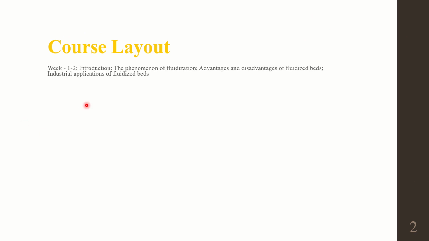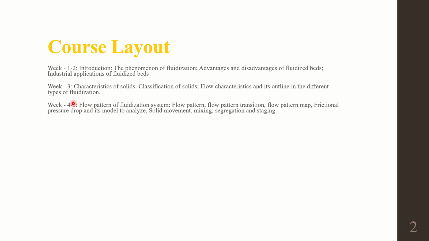So, just a quick recap of the things we saw in the course. In week 1 to 2, we saw the introduction to the phenomenon of fluidization with emphasis on advantages and disadvantages of fluidized beds and industrial applications of fluidized beds. In week 3, we saw the characteristics of solids, classification of solids, flow characteristics, and its outline in different types of fluidization. Week 4 to 5 was about flow pattern of fluidization system, flow pattern transition, flow pattern map, frictional pressure drop, and its model to analyze solid movement, mixing, segregation, and staging.